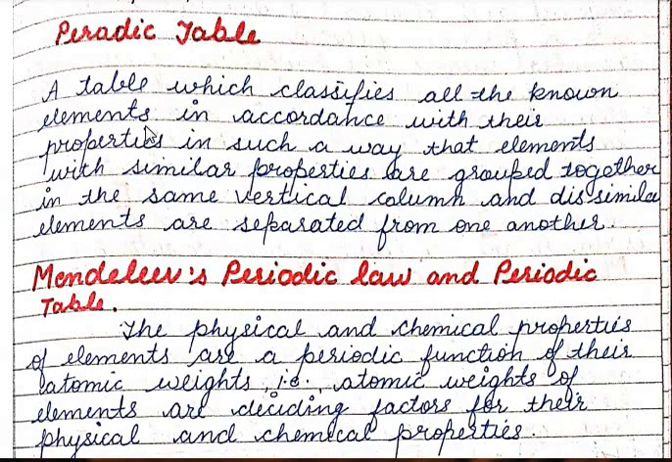Mendeleev's periodic law and periodic table. Physical and chemical properties of elements are a periodic function of their atomic weights. According to Mendeleev, the physical and chemical properties of elements are a periodic function of their atomic weights. That means atomic weights of elements are the deciding factor for their physical and chemical properties.